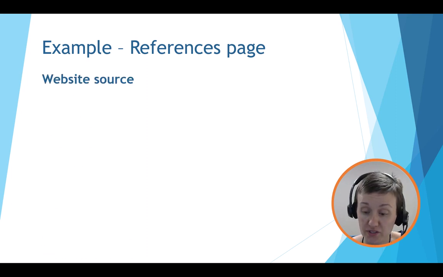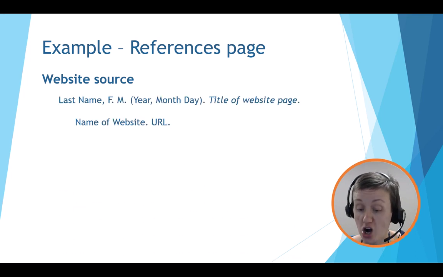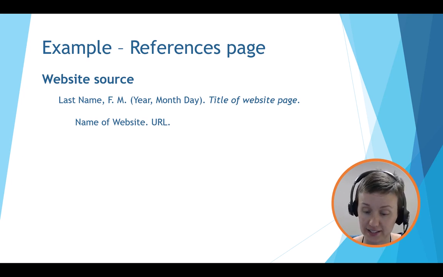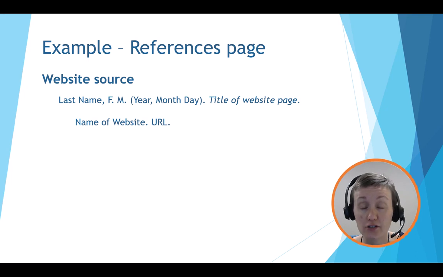Many of you will be using website sources for your projects. Here's how they should look. Author's last name, comma, first initial, middle initial if they have one. Then the publication date inside parentheses. Then the title of the page, which is italicized and mostly lowercase. Then the name of the website, and finally the URL.